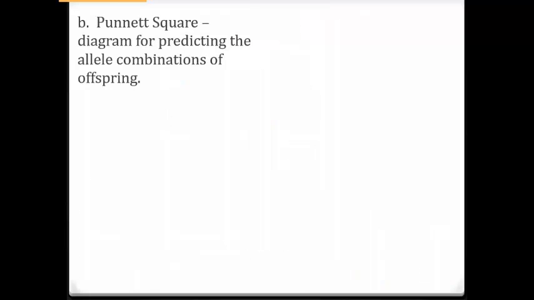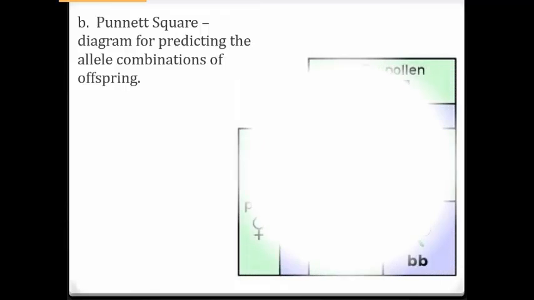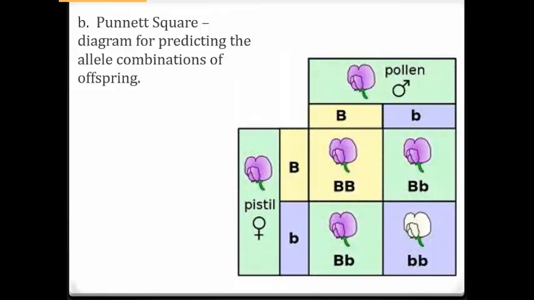A Punnett square is a diagram that just helps us to predict what combinations we could get from our parents. It doesn't tell us what we're actually going to get if the two parents were to mate, but it does predict what could happen. So here is a Punnett square, and this is specifically for a plant. We have the pollen, which is the male, and the pistil is from the female.